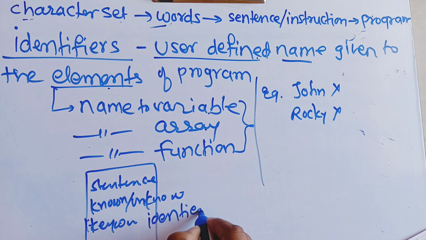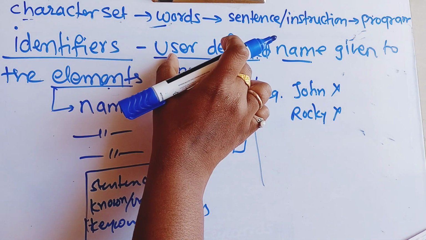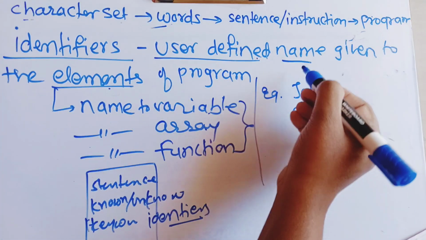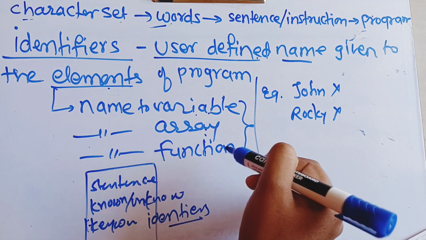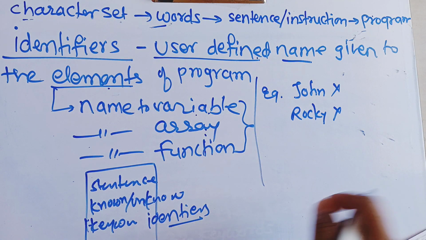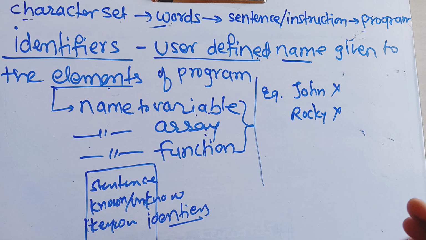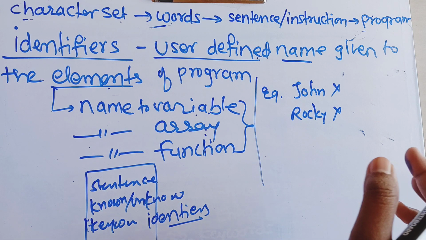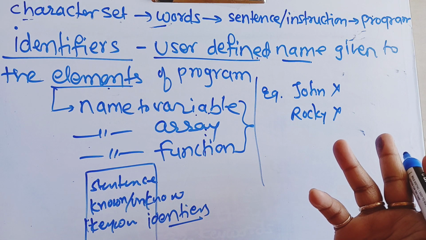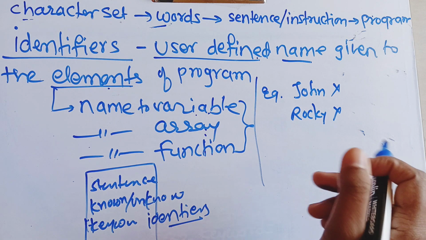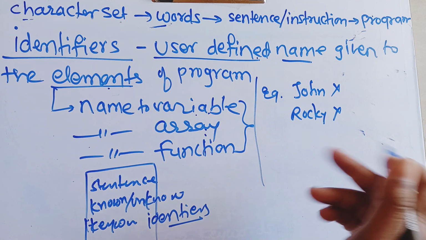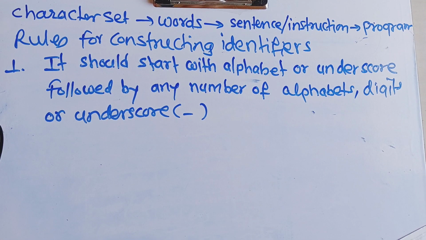So I hope you are understanding. Identifiers are user defined. The meaning is not known to the compiler. We are using them to give a name to a variable, array, function, pointer, structure. What is a variable, array, function, structure, pointer, etc.? We are going to learn them in the coming programming concepts. Anyways, there are some rules. We cannot just give any names to the elements of a program. There are a few rules used to give names to the identifiers or elements of a program. We will see what the rules for constructing identifiers are.